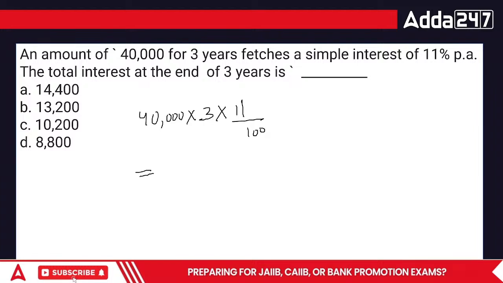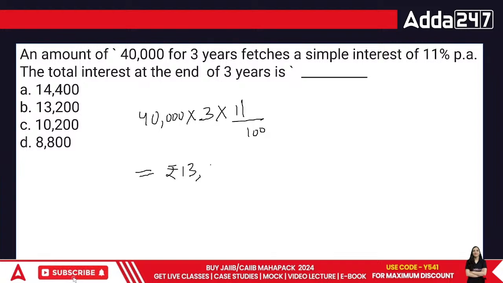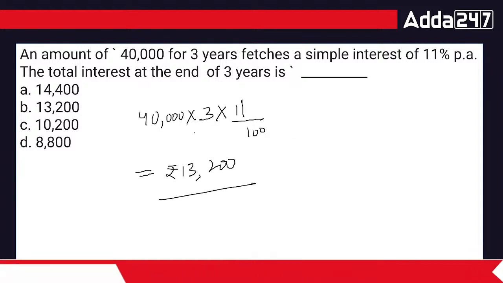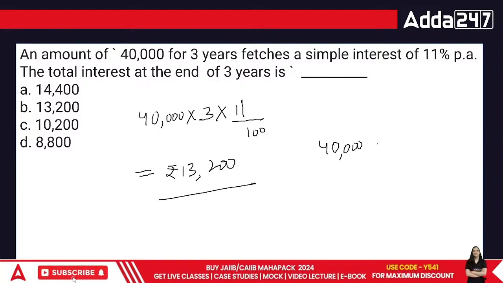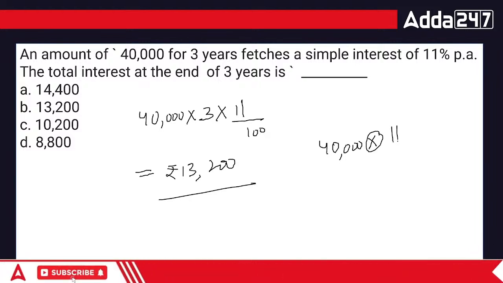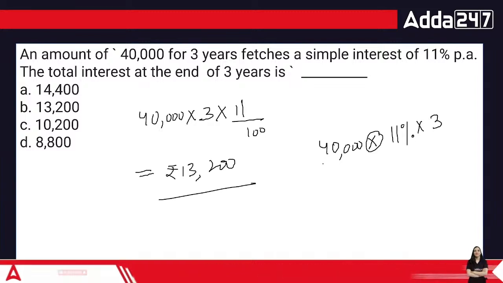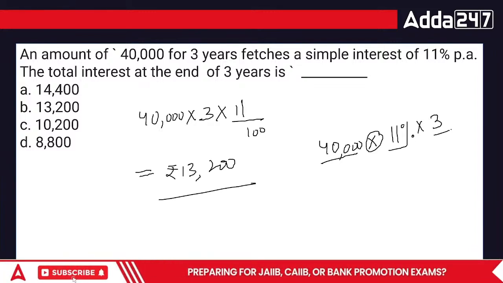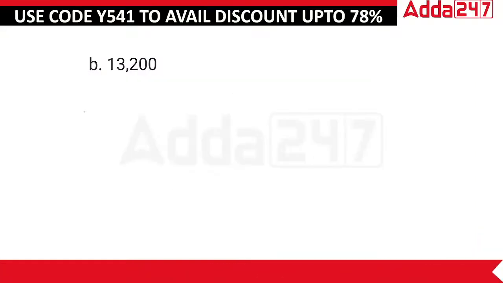Everybody, you got the same answer? I hope so. My answer comes out to be rupees 13,200. If you are using your calculator and not able to do the same, then what you can do is just write 40,000 on your calculator, click on multiply, 11 percentage, into 3. 40,000, 11% and 3. If you do this, click on equal to, you will automatically get 13,200 as the answer. Okay, that's the answer.